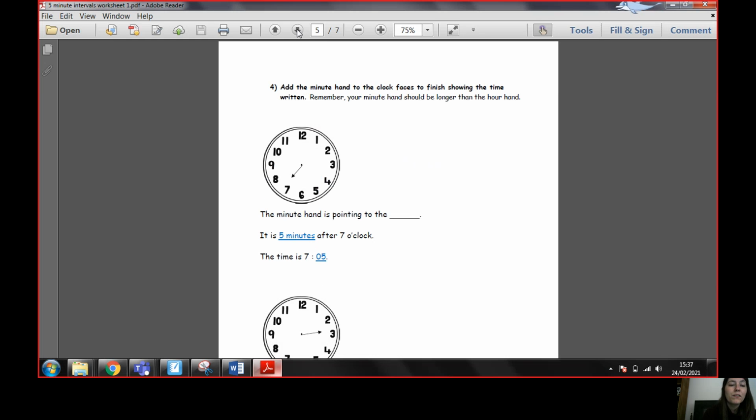If you're really finding this manageable today and wanting to challenge yourself that little bit further, the final thing you have is adding the minute hand to the clock face. I've drawn the hour hand. You need to draw that longer minute hand to show me how many minutes I've written in blue and underlined. So if you need to show 5 minutes, where are you going to draw your minute hand? Which number would it point to? I would count around the clock face in fives, and wherever you say the number 5, that's where you need to draw your hand pointing to.